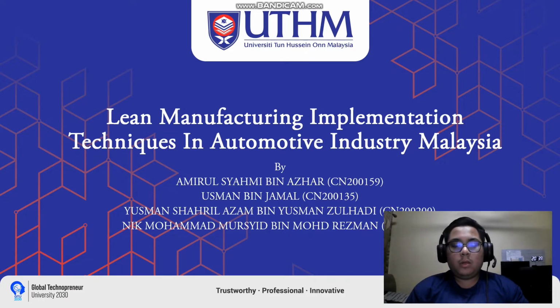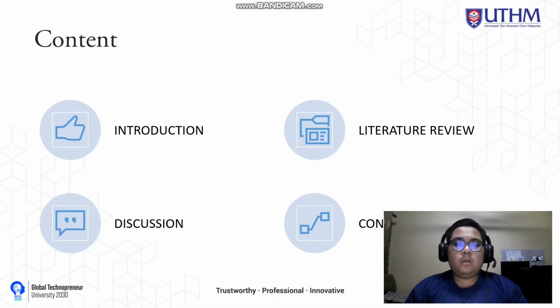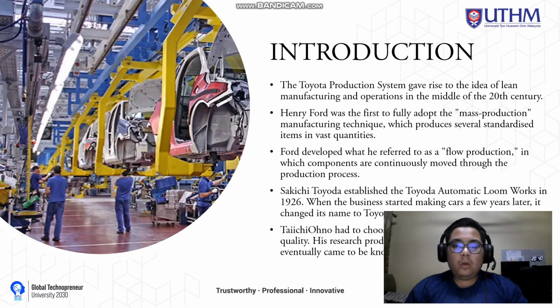My matric number is CN200159. Today I will present about lean manufacturing implementation techniques in the automotive industry in Malaysia. First, this is our content in this slide. First is introduction, next is literature review, next is discussion, and lastly conclusion. First, I will talk about the introduction.